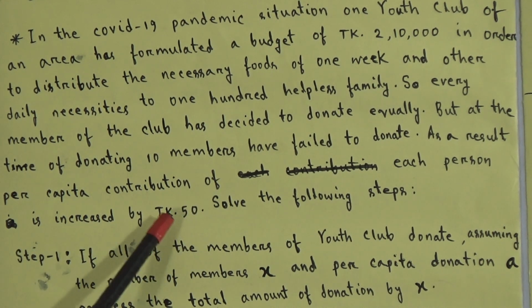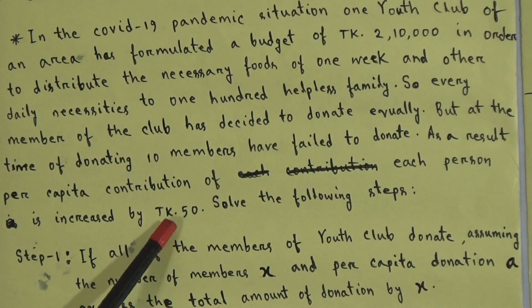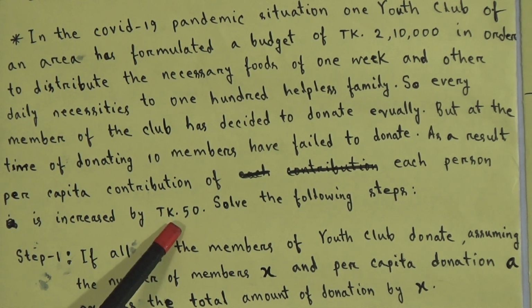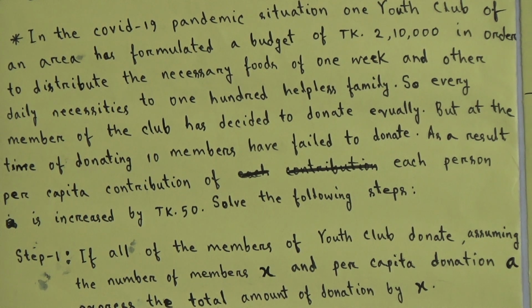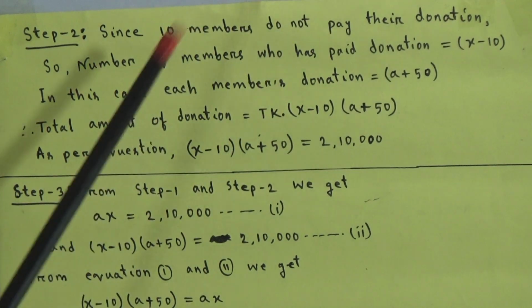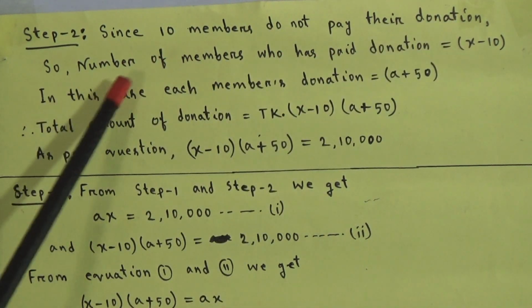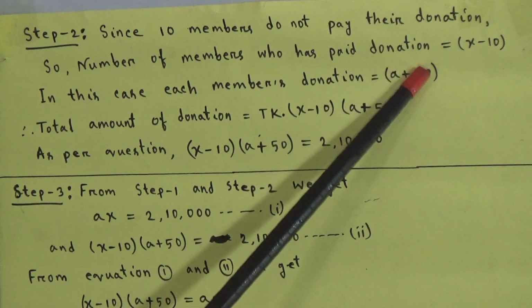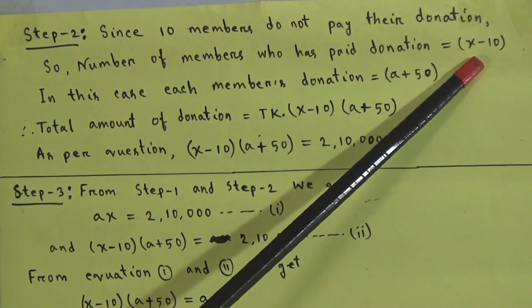So here when 10 members will not donate, the contribution of each person is increased by TK 50. So each person's donation will be A plus 50, and the number of members who have paid will be X minus 10. Here the solution is given. Since 10 members do not pay their donation, the number of members who have paid donation will be X minus 10.